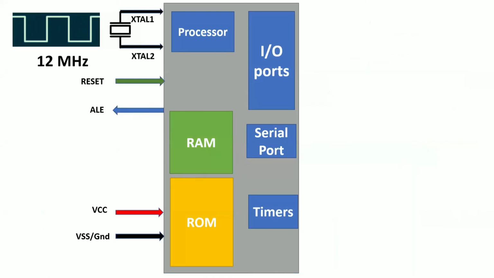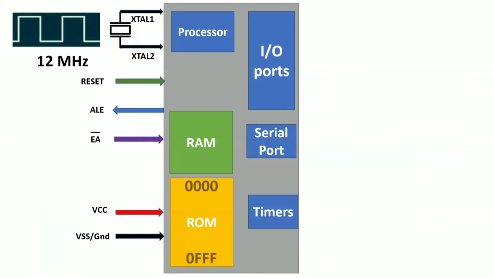The next signal is EA bar. In some textbooks, it is called enable access or external enable access. Now, we have internal RAM and internal ROM, right? Suppose you want to store more programs in your microcontroller, and that 4 KB memory is not sufficient. What can you do? You can connect external memory to your microcontroller. Now, I have connected the external memory.